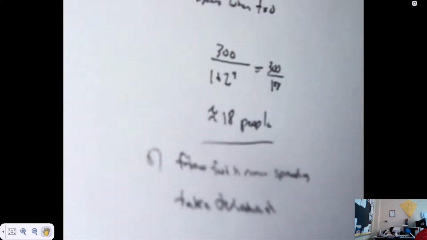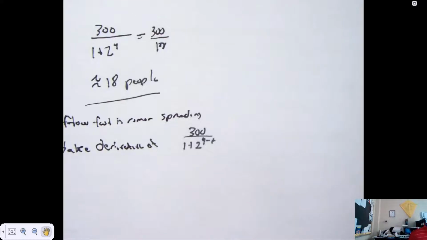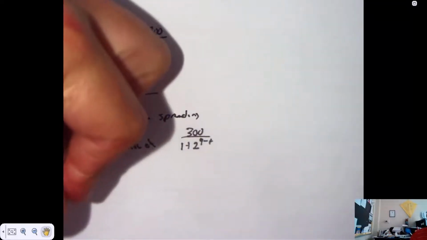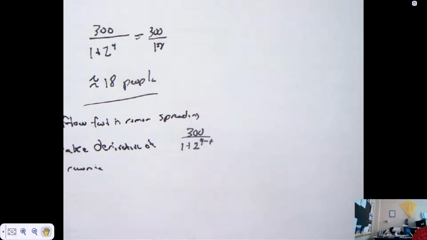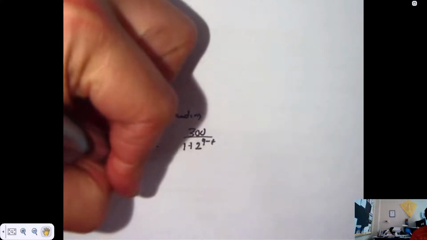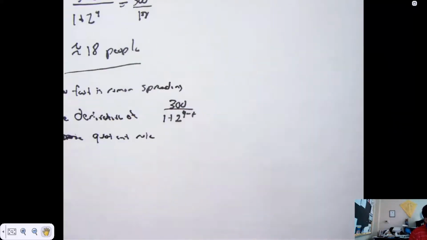All right, let's take the derivative of 300 over 1 plus 2 to the 4 minus t. I think I want to change it into a product of two things. Does it matter? No. I'll rewrite it. Although, is the quotient rule going to be that bad? Derivative of 300 is 0, isn't it? Quotient rule isn't going to be too bad either. So we'll just do the quotient rule. It won't be bad at all.